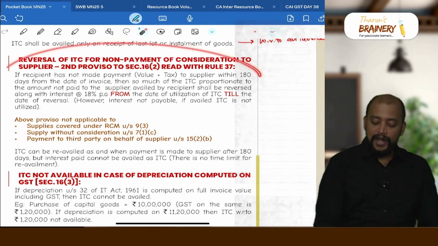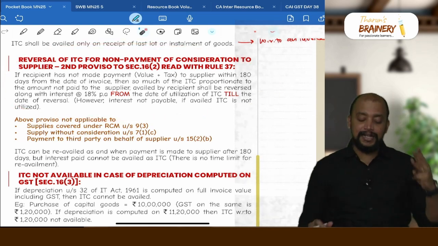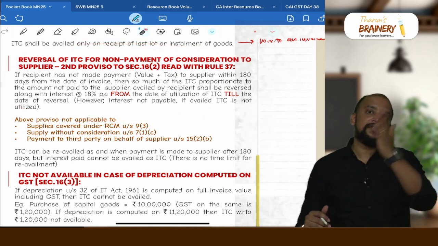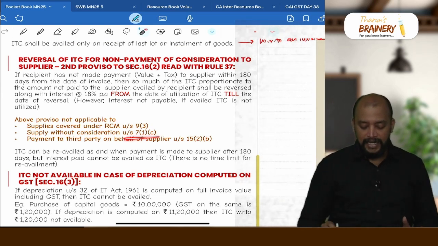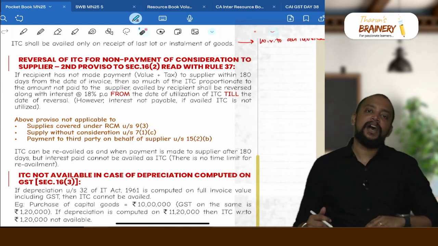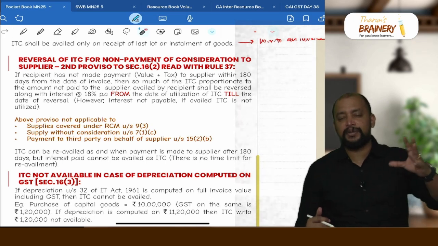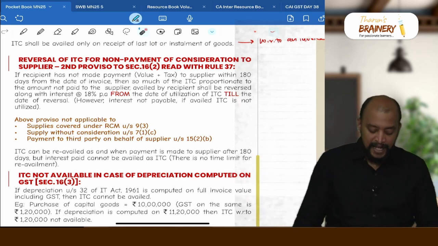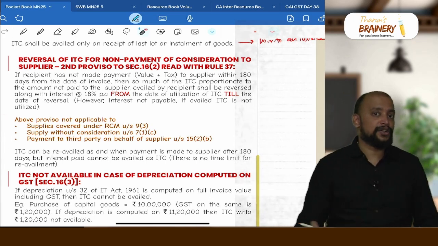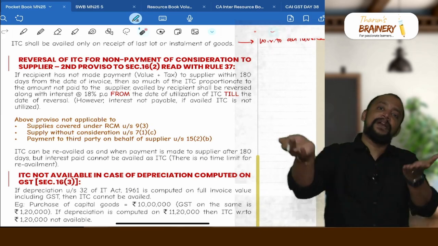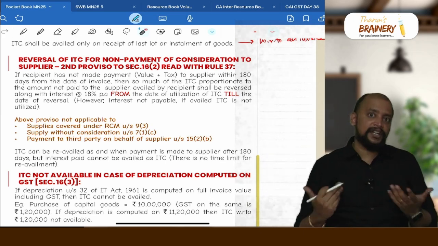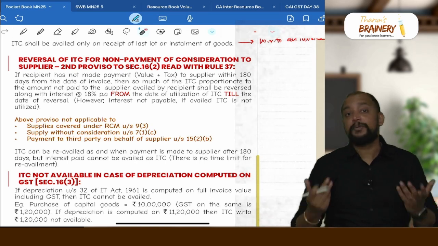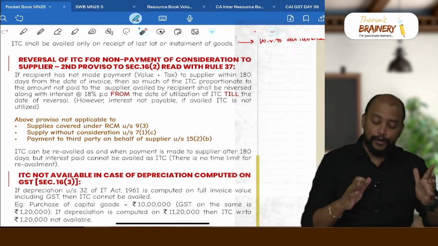Then this particular 180 days condition is not applicable in 3 cases. Number 1, supplies which are covered under RCM, section 9(3); number 2, supply without consideration, schedule I; and number 3, payment to some other person on behalf of the supplier, that is payment to third party on behalf of supplier, section 15(2)(b). So in these 3 cases 180 days condition is not applicable, because in the third point we already paid to some other person on behalf of the supplier. So due to that reason, that 180 days point will not be applicable, because we are not making payment to the supplier.